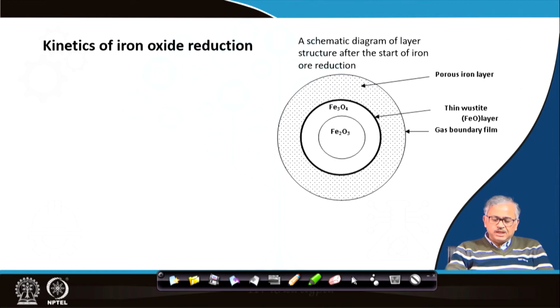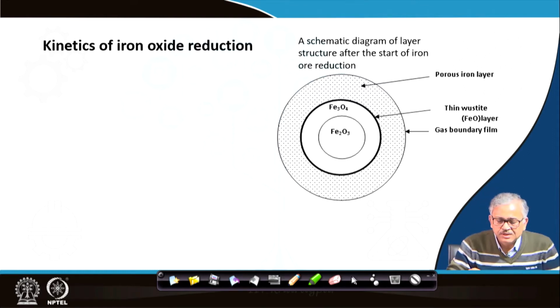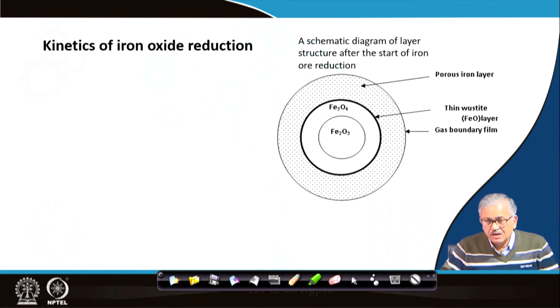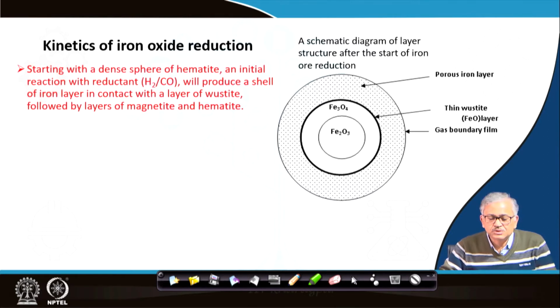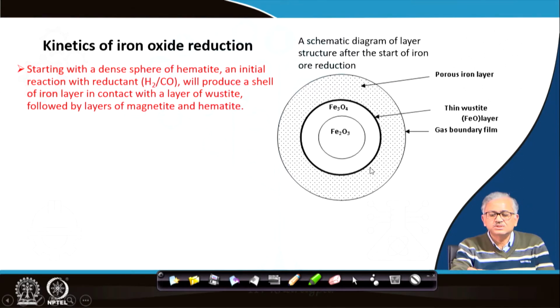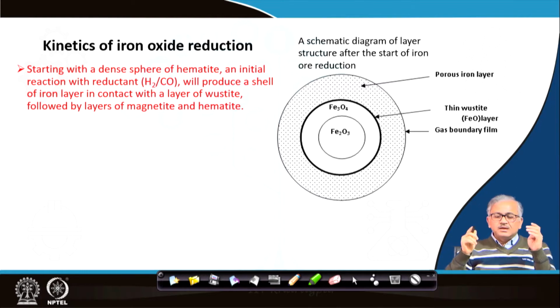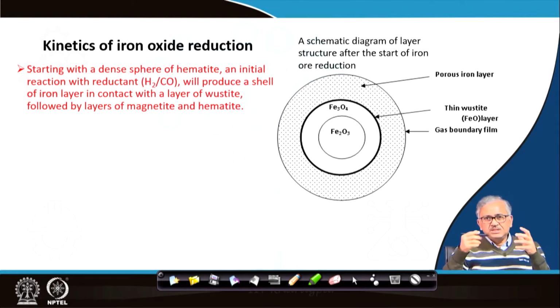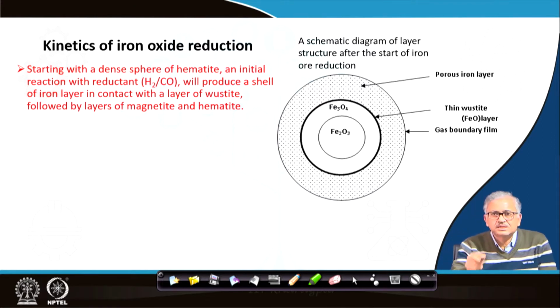The situation will be like this, because of what will happen after the gas penetrates. We have started with a hematite particle. Initially it was completely hematite, and I am considering it is a dense hematite particle. After some initial reduction with the gaseous reductant, this will be the situation, a layer structure will form.